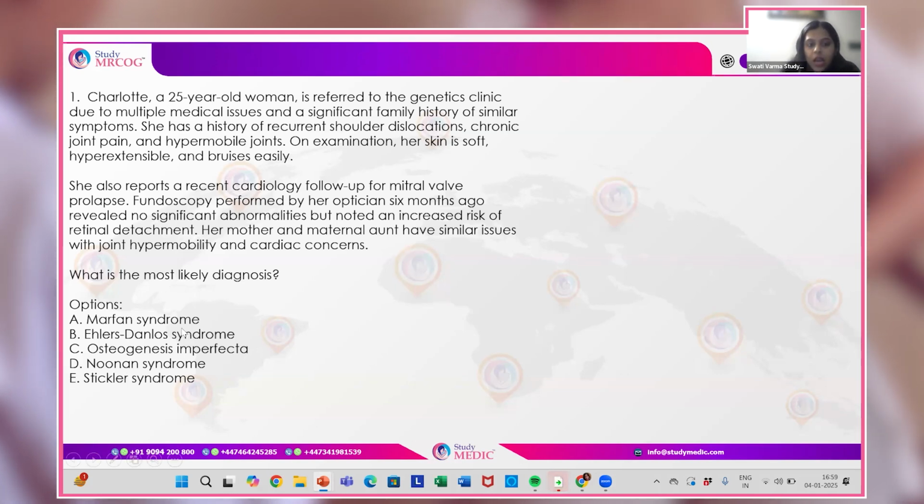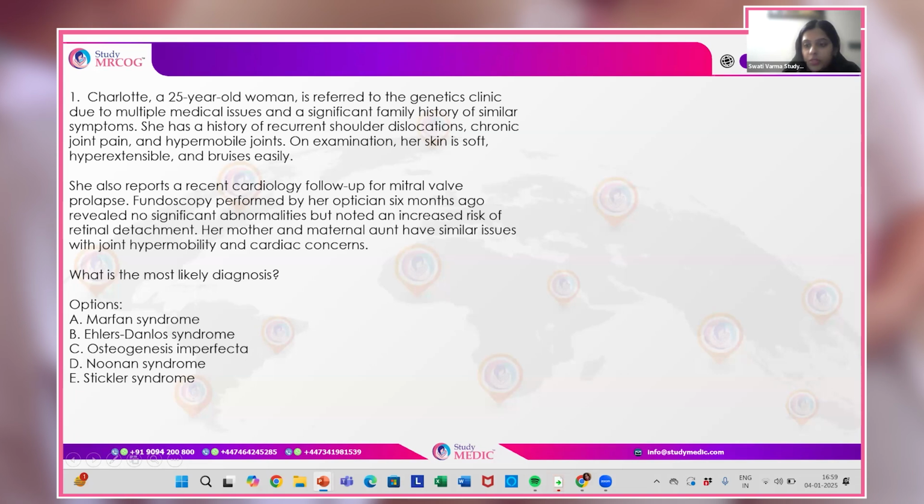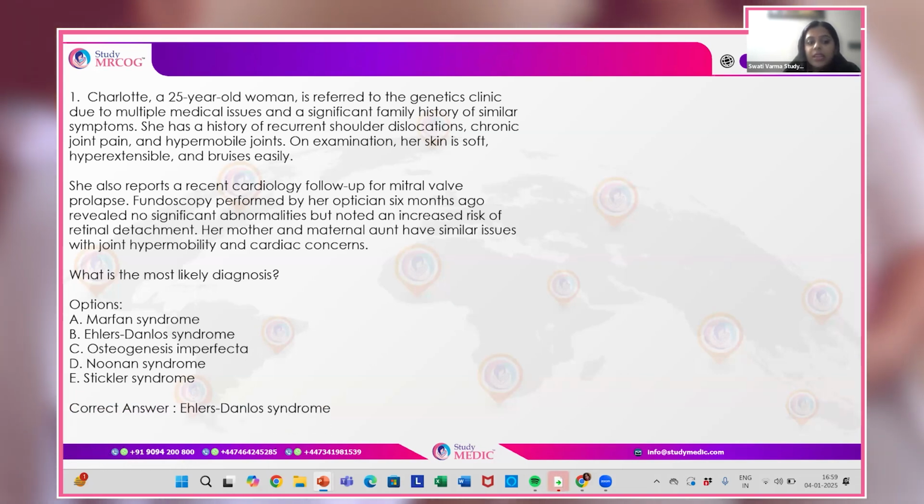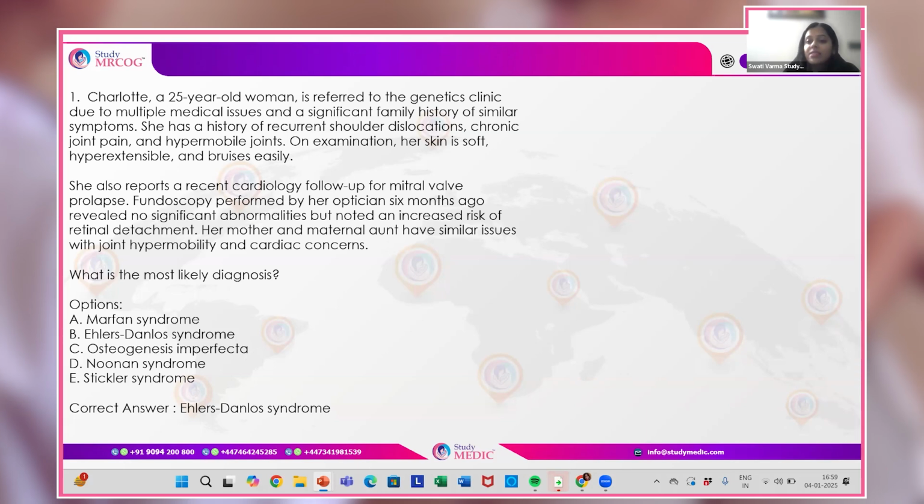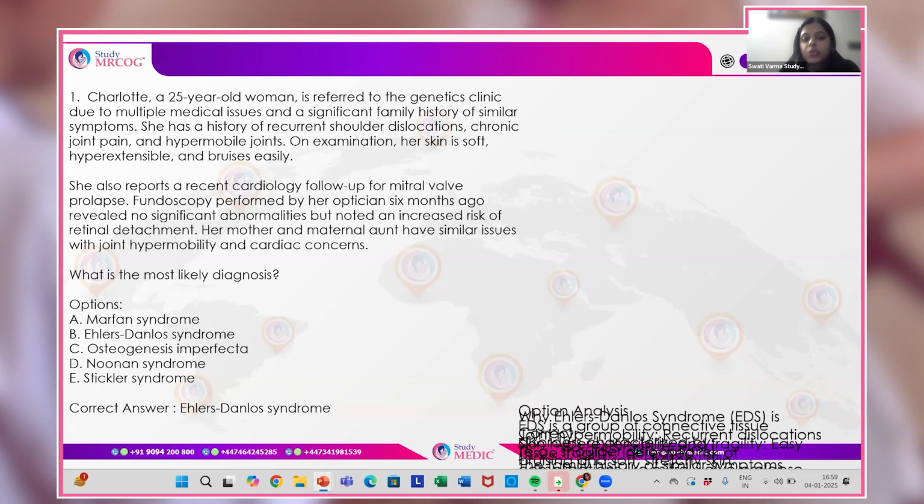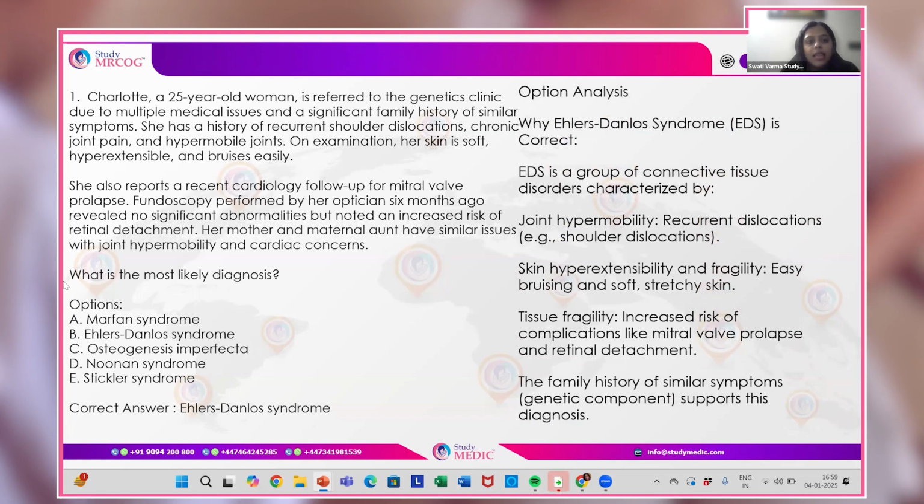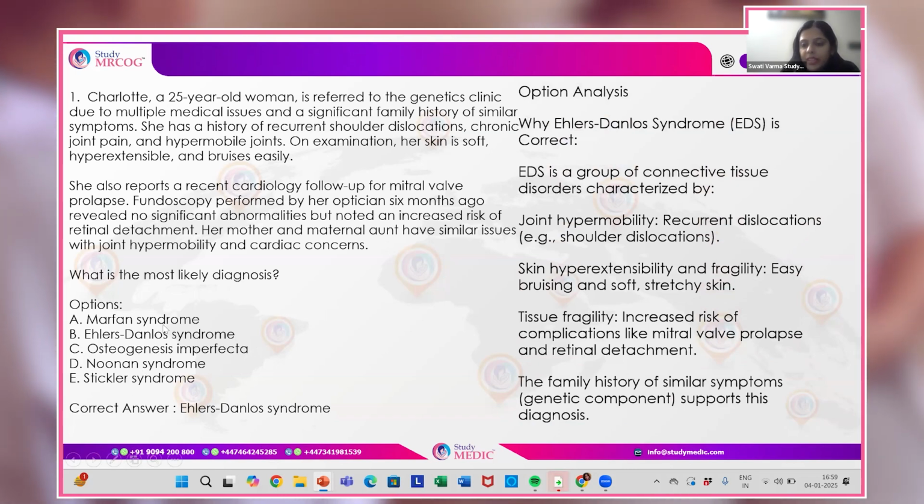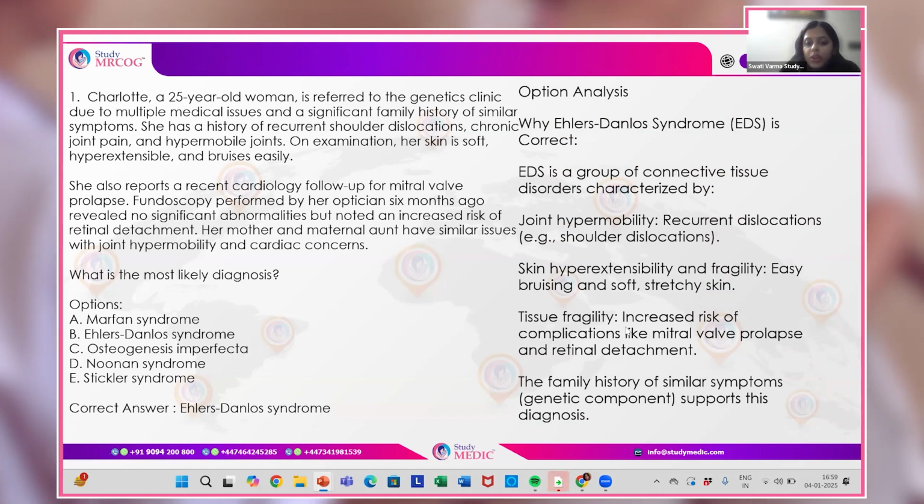So yes, out of these 5 options, the correct answer is B, that is Ehlers-Danlos syndrome. Now let's analyze. In this video, I will also be explaining the approach you should have to the questions, like option analysis, one by one. Let's look at why Ehlers-Danlos syndrome is the correct option.